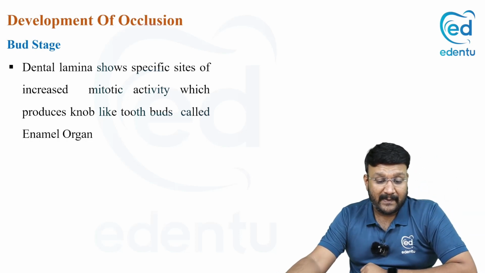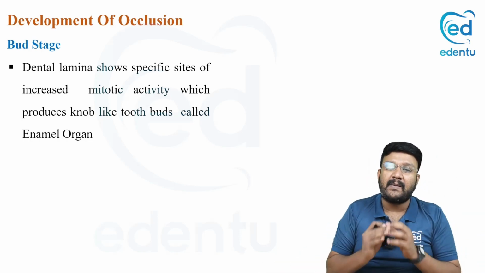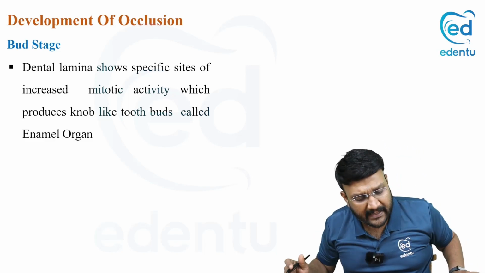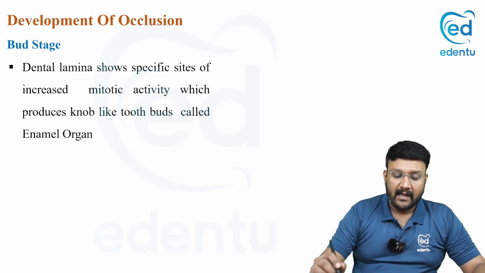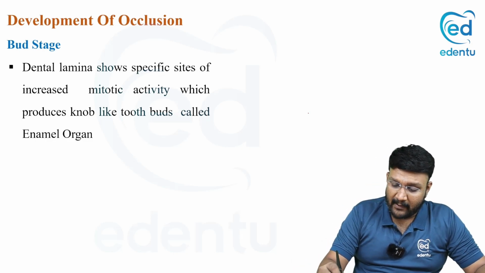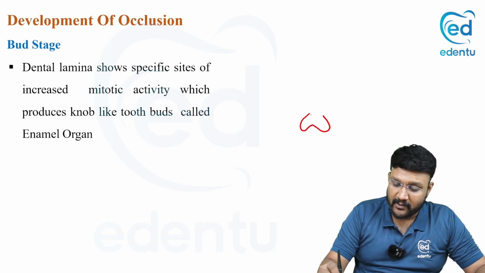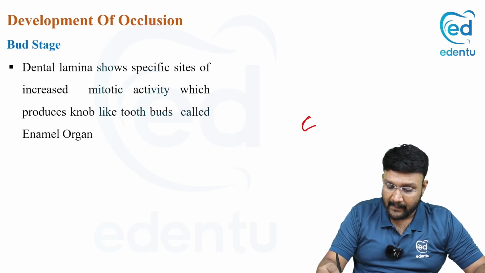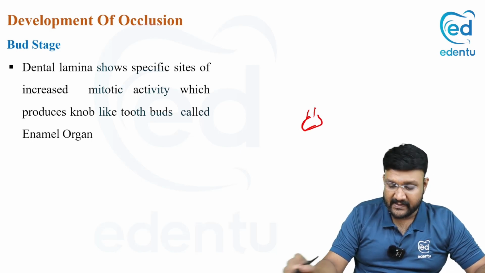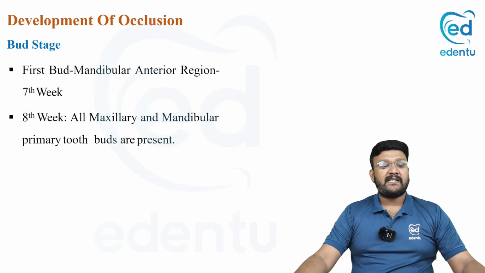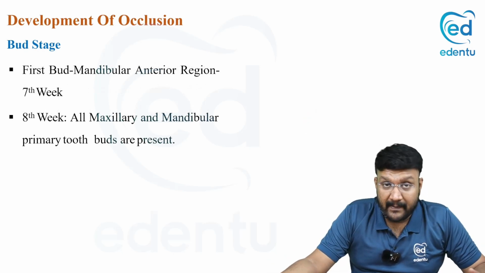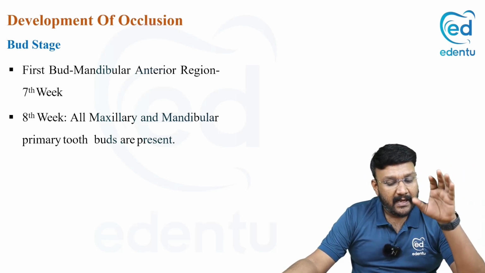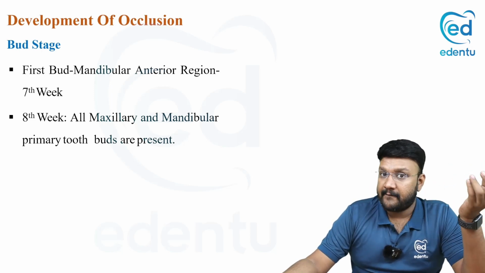The dental lamina shows specific sites of increased mitotic activity. There will be a little bit of proliferation that happens. At specific sites there will be increased mitotic activity, which produces a knob-like tooth bud that is called the enamel organ. You can see there will be a small formation of a bud like this, with some mitotic activity. The first bud isn't seen in the maxilla, because we all know the mandibular teeth erupt first. So the first bud formation will be in the mandibular anterior region, at the 7th week of intrauterine life.